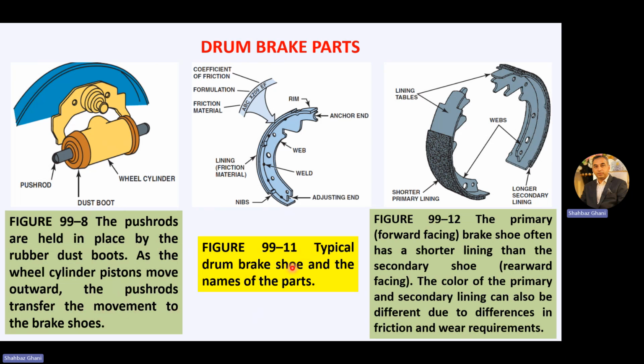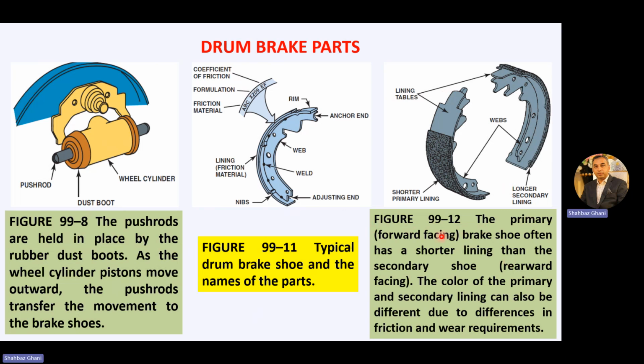Then the typical drum brake shoe and the names of the parts. So this is your complete brake shoe. Here we have an anchor end. This portion is known as the rim. On the surface here we have the friction material. These are the lining friction material, and this is the metal portion. We have a web and weld here, and this is the adjustment end.